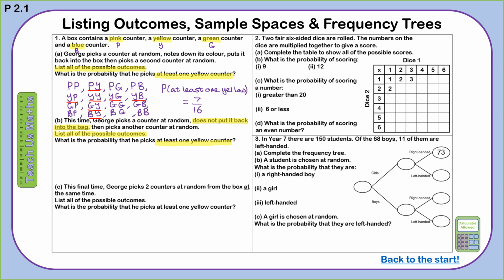So I'm going to systematically list all the outcomes for this scenario, and I'm going to use the answers to part A to help me with this. We're going to start with if George was to pick a pink counter first. He cannot pick a pink counter second. However, he could pick a yellow counter second. He could pick a pink counter first and a green counter second, or he could pick a pink counter first and a blue counter second.